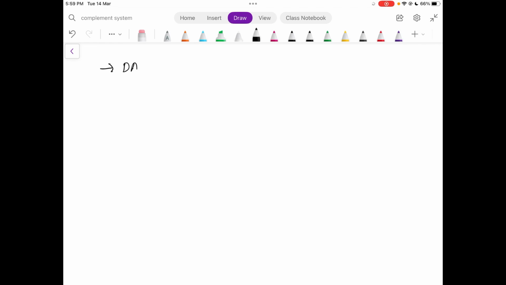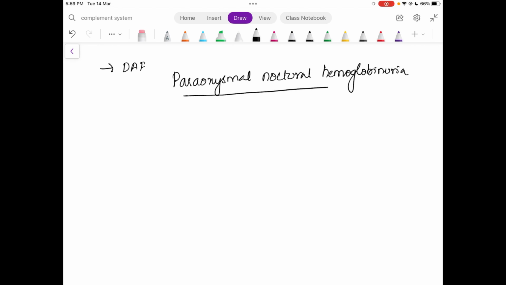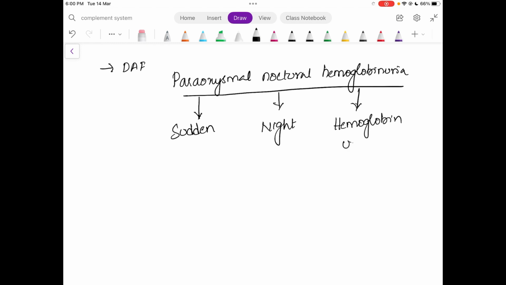If decay accelerating factor is deficient, then what will happen? They will cause a disease called as paroxysmal nocturnal hemoglobinuria. What happens here? Paroxysmal means sudden, nocturnal means night, hemoglobinuria means hemoglobin will be excreted in urine.